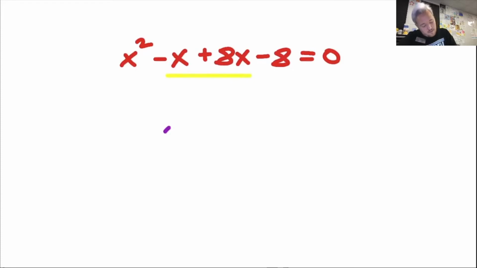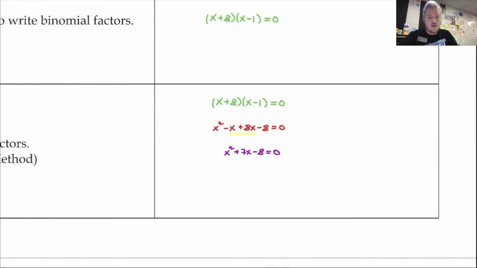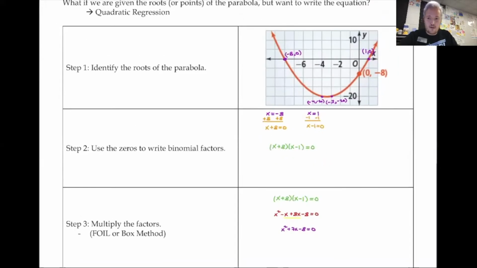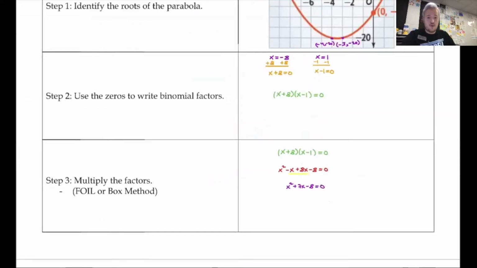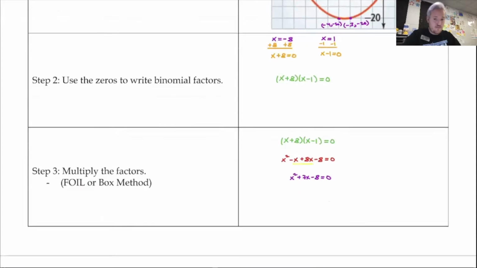All right, so I'm going to have x squared plus 7x minus 8 equals 0. All right, so here's the thing. Typically, a lot of people would stop here and say, oh, there's my equation. But here's the thing. You need to know what your a value is. You need to know if there's going to be a scalar or some sort of dilation in some way. So if there's a vertical stretch or a vertical shrink or whatever transformation there is. So technically, we're not done.